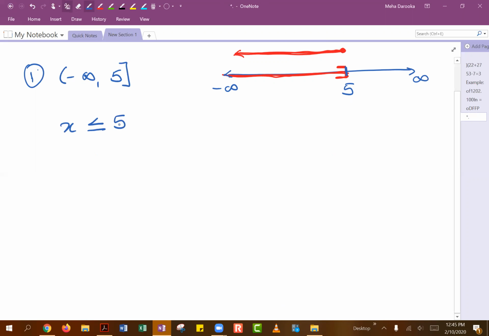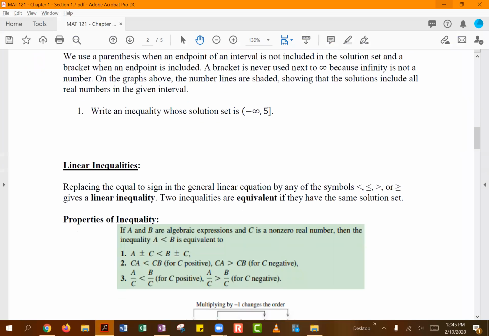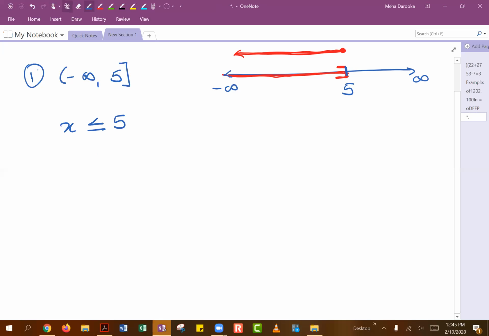And again, why are we using that less than or equal to? Because that's on the smaller side, and we've got a bracket on 5, right? If we didn't have a bracket on 5, if you had a parenthesis, then you just wouldn't need to put that equal to sign, you would just have less than. So the bracket is what's telling us to do the equal to and the less than. So it's x is less than or equal to 5, that's right. That's your inequality. Yeah, that's all they're looking for.